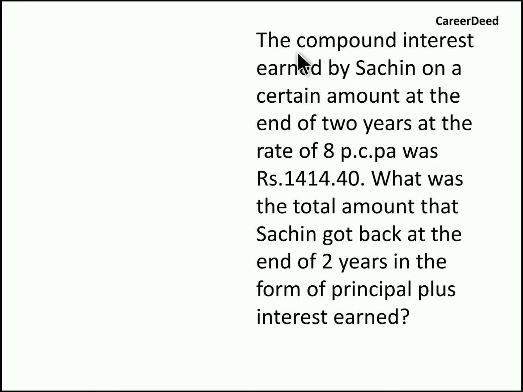So let me repeat the question one more time. The compound interest earned by Sachin on a certain amount at the end of 2 years at the rate of 8% per annum was 1414 rupees. Now the rate of interest given is 8%, right? So here we have to use our simple trick. For 1 year, if it is 8%, now imagine Sachin borrowed 100 rupees. For 1 year, he has to pay 8% interest. So first year, he has to pay 108 by 100 in total. Second year, again for this 108 by 100, he has to pay another 8%.